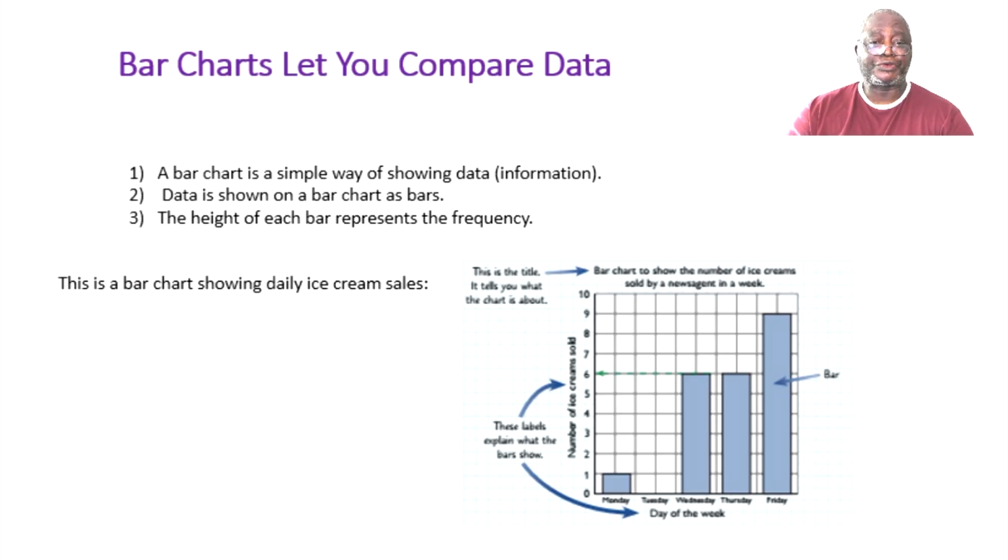This is a bar chart showing daily ice cream sales. If you look at it closely, you'll see the different parts of the chart. That's the bar. At the bottom, the day of the week, that is the activity for the week. And then you see there the sales title, because you must always give your investigation a suitable name. And then on the side there, you see your frequencies. Okay, you've got from 0 to 10.